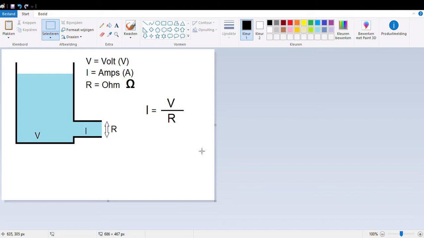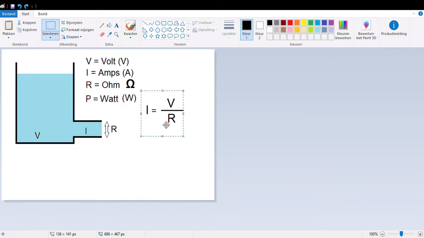Now there's another term, which is power. How much electricity you use. And that's actually the most important one, because that's what you see on your electricity bill. How much electricity did you use? And there's another equation for that as well.